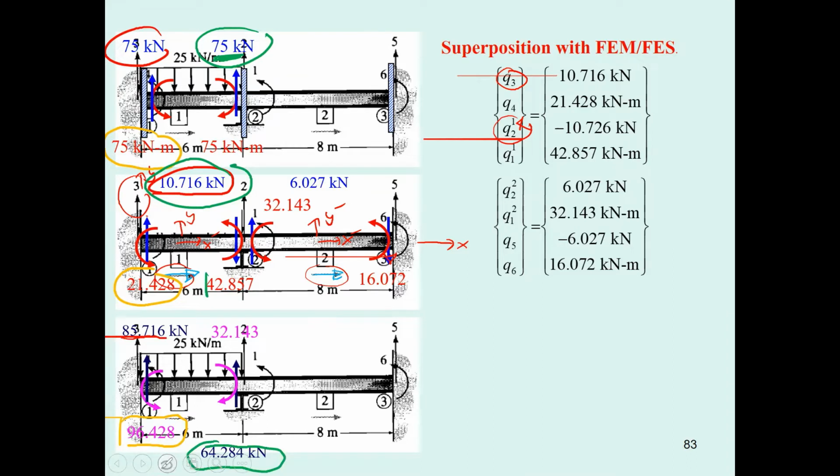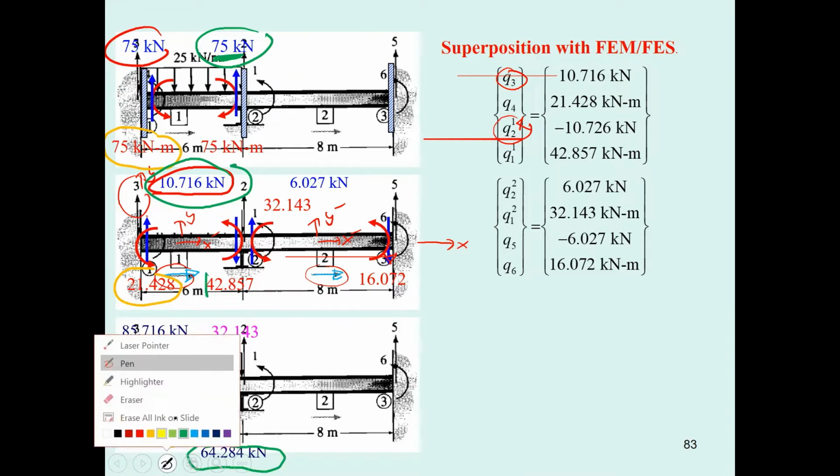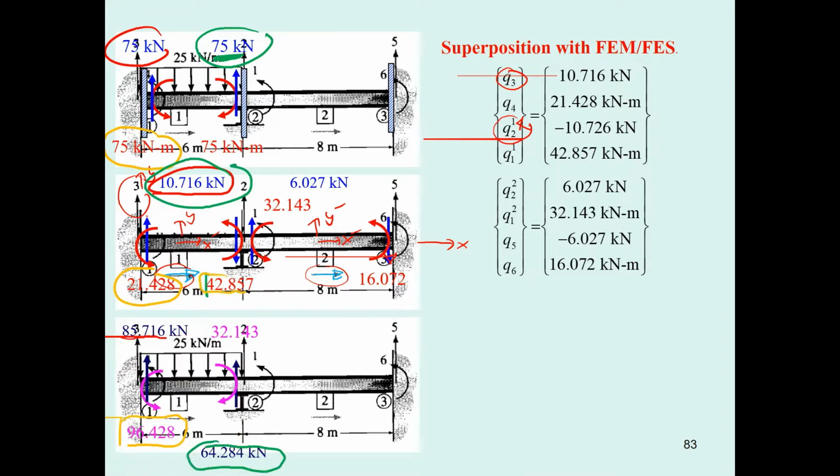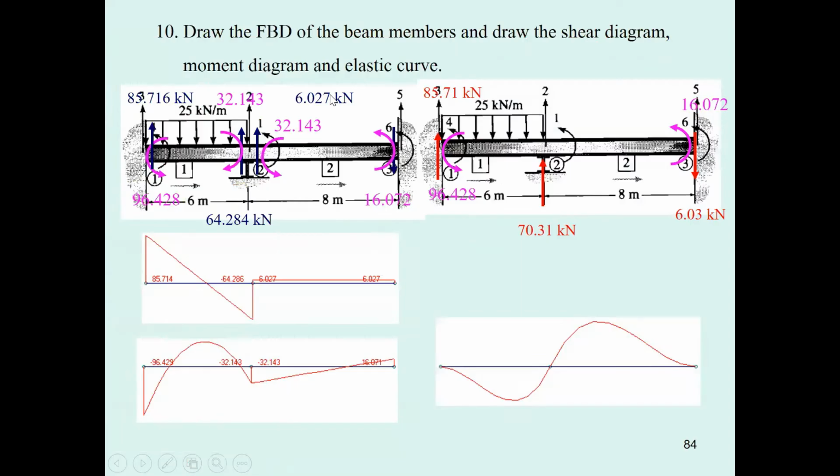And for the moment, the other thing is for the moment 42.875. This is the moment, and this 75, they must combine in the opposite direction. It can be 32.143. So be careful about this. For the next one, just make a copy complete, because this fixed-end shear and fixed-end moment is 0. Just make a copy complete.